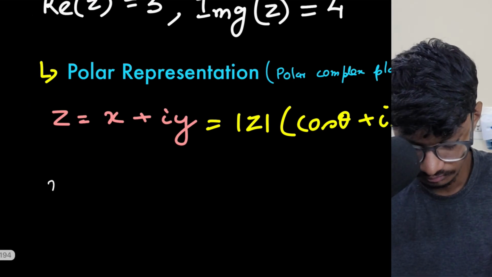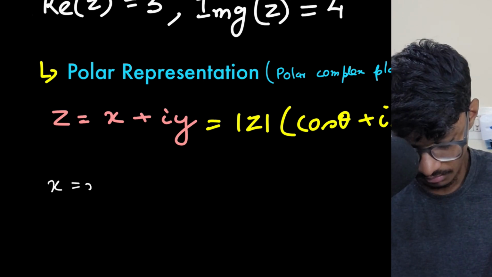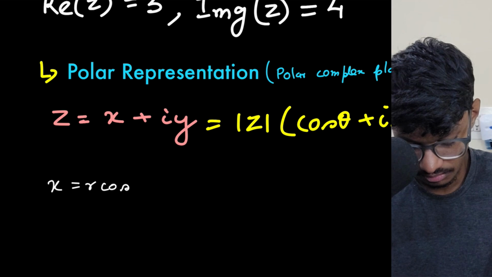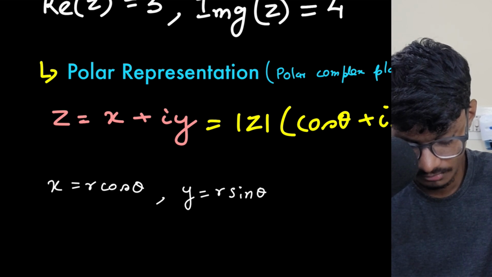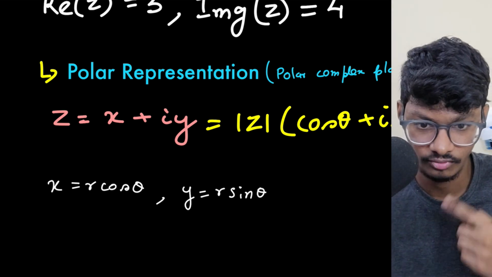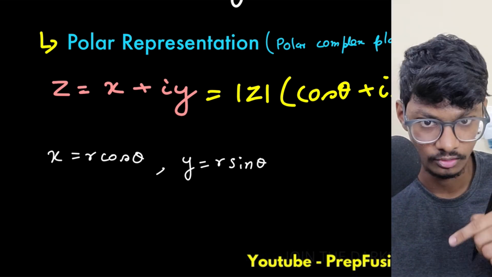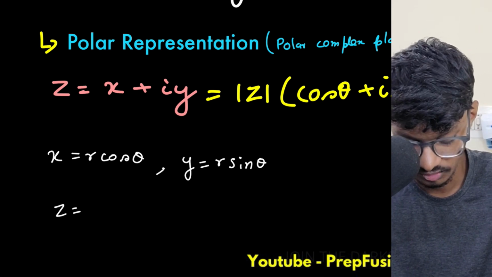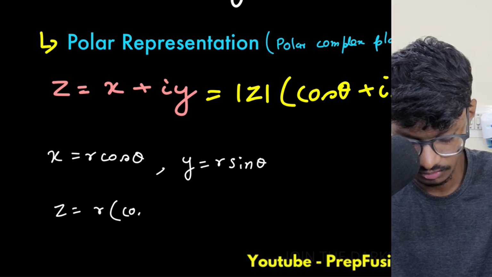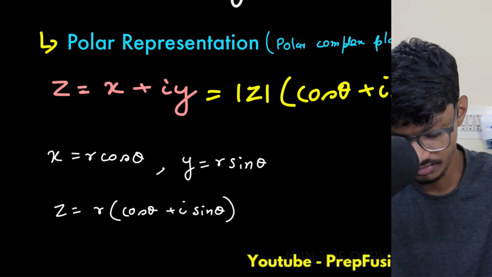This is just representation. So obviously I can write here my x will be r cos theta, y will be r sin theta. Okay, x will be r cos theta, y will be r sin theta. And now if I just replace my x with r cos theta and y with r sin theta in the Cartesian form, my z will become r, I can take common, cos theta plus i sin theta.